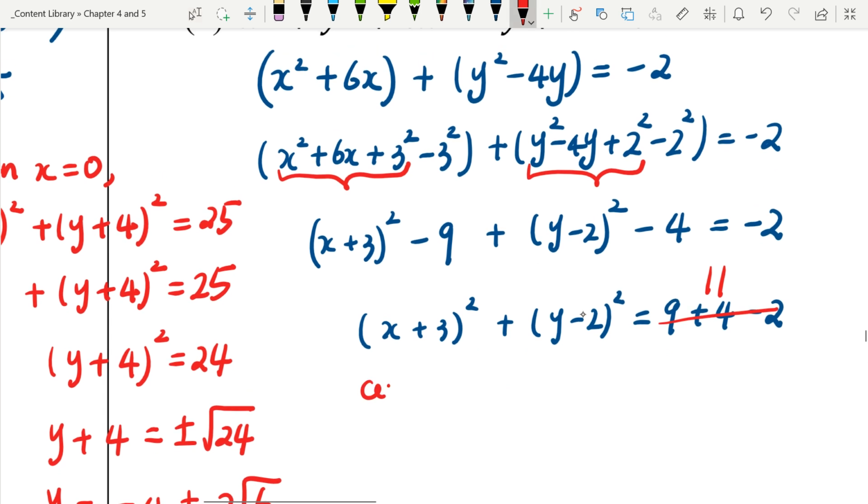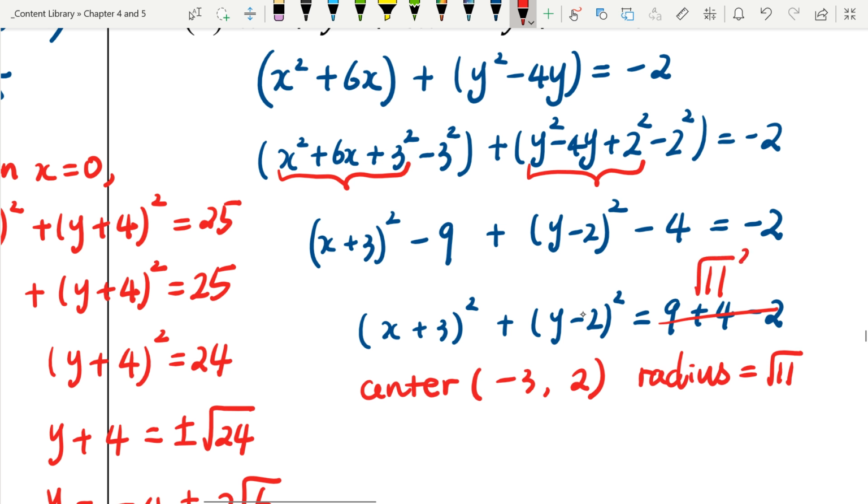So what's the center for this circle? Negative 3 and 2. But what's the radius? √11. Good. Okay, so the radius is √11. The 11 will become √11 squared, because the right hand side must be r squared, not r. Okay, so the right hand side is r squared. So it's √11 squared.